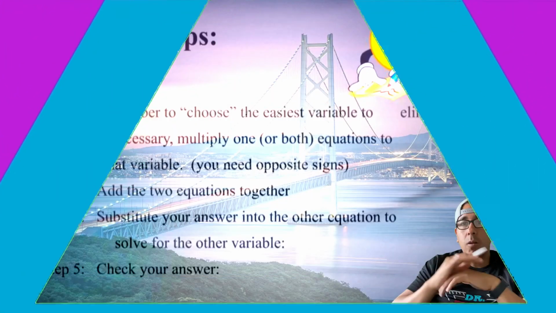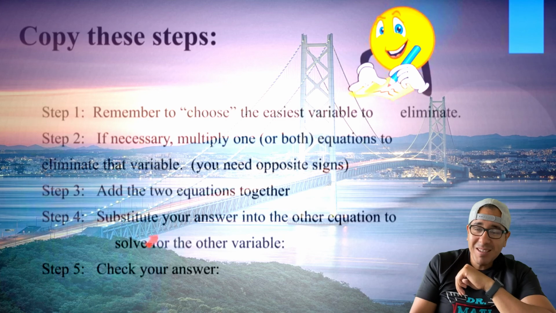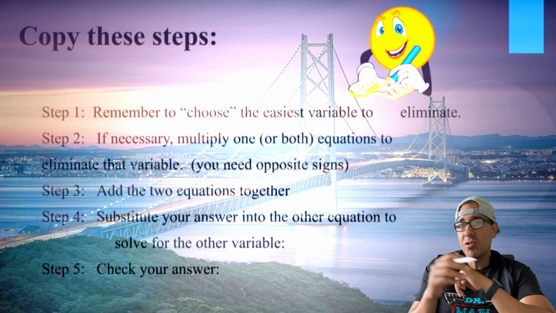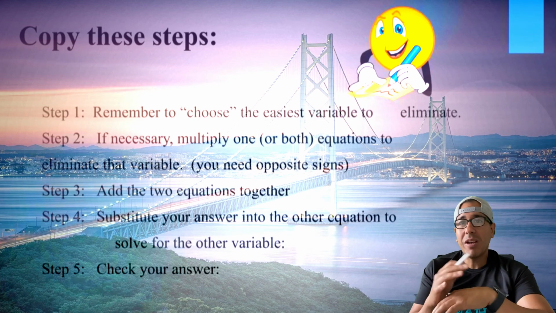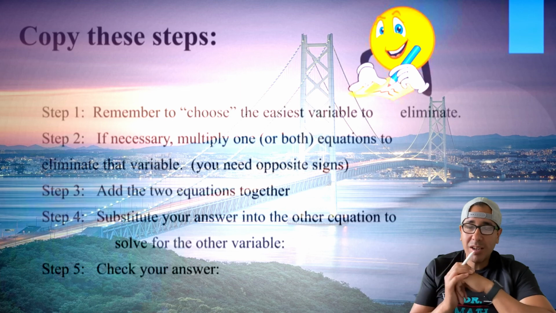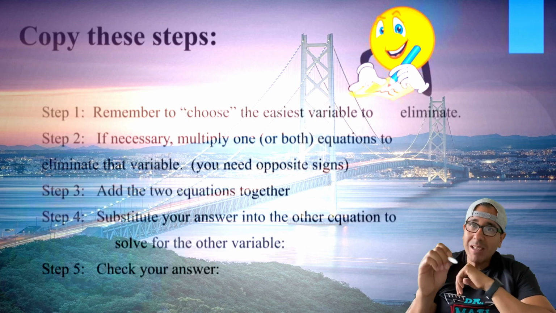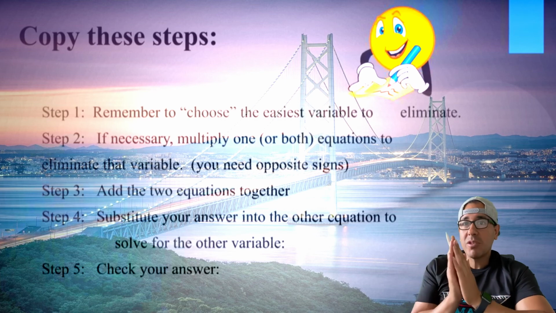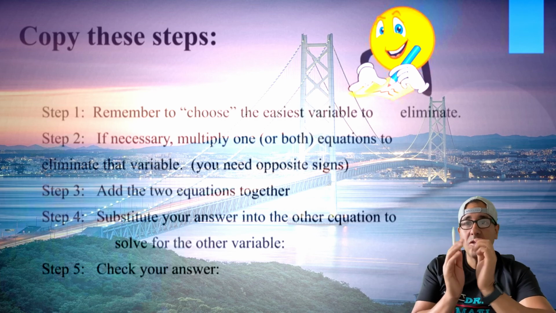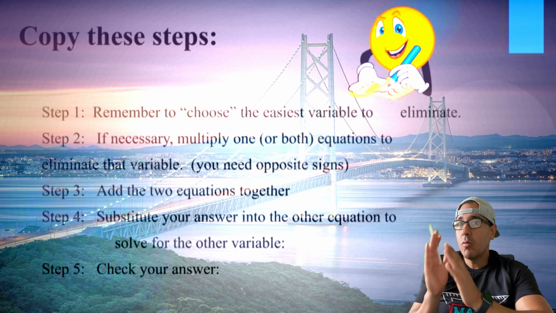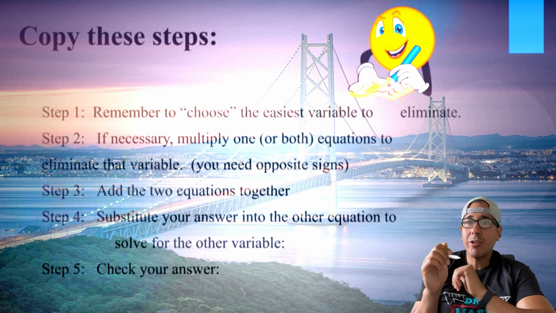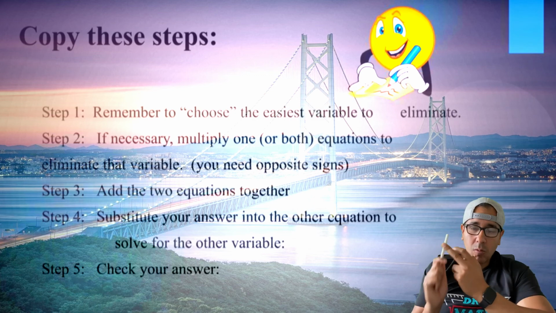Don't do that. All right, so in summary, go ahead and copy down these steps. This is what we did. So remember, we chose the easiest variable to eliminate. You choose the x, y, a, b, whatever letters they're using, choose the easier one. If necessary, you're gonna multiply one or both of the equations to eliminate that variable. That's your job. So after you have the numbers in front of either the x the same but opposite signs, or the numbers in front of y the same with opposite signs, then you could add the two equations together, because that's how you're going to eliminate either the x or the y.